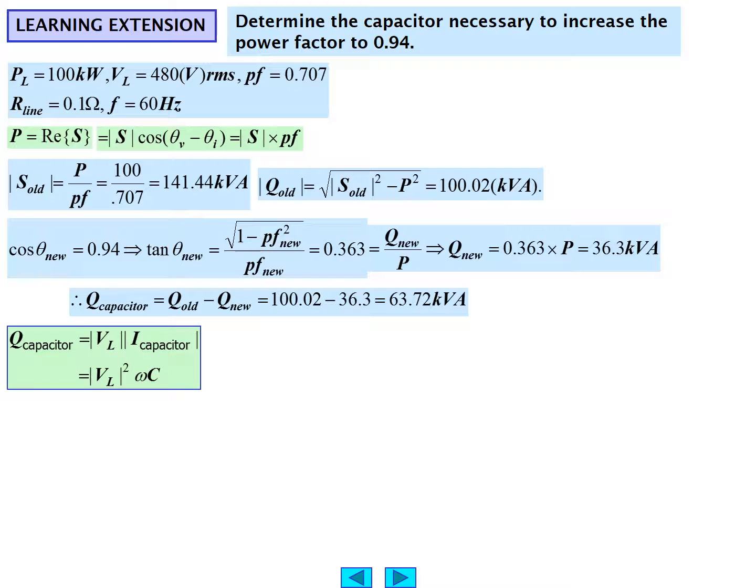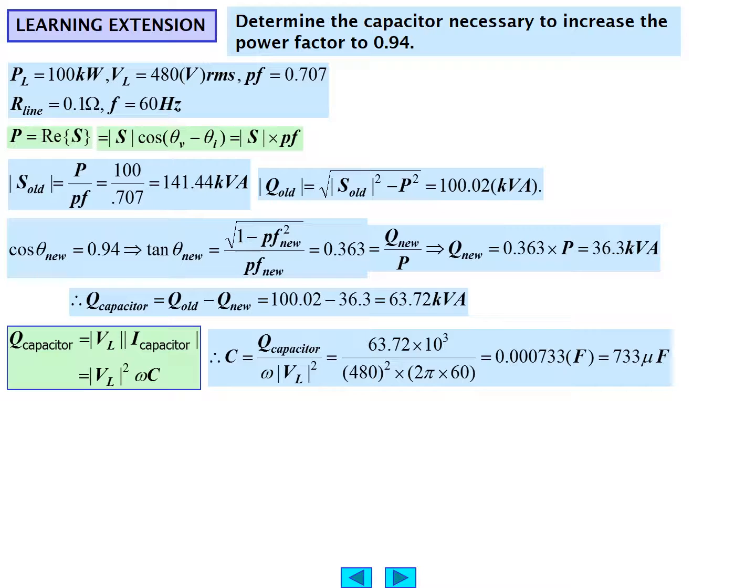Q capacitor is also the magnitude of V sub L times I capacitor, or as we've seen, the magnitude of V sub L squared times omega C, which allows us to calculate for C. Substitution, of course, of what omega is equal to, which is 60 hertz. So it's 2 pi times 60, and we get a value of the capacitor for this particular learning extension as 733 microfarads.